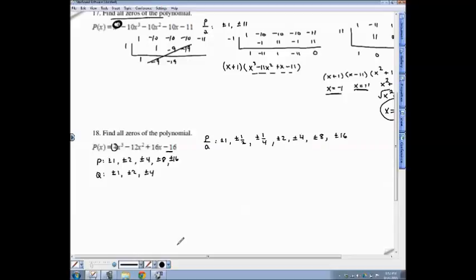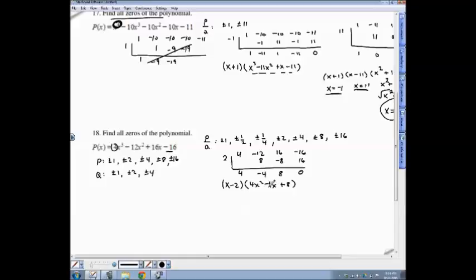We need to choose some from that list and synthetically divide. I'm going to skip right over to 2. I have a good feeling about 2. Alright, x equals 2 was indeed a 0, which means that x minus 2 is a factor. The reduced factor is 4x squared minus 4x plus 8. Turns out that this does not factor.